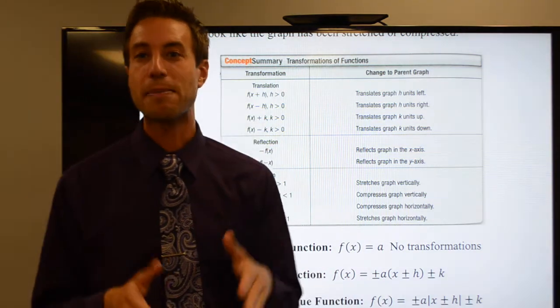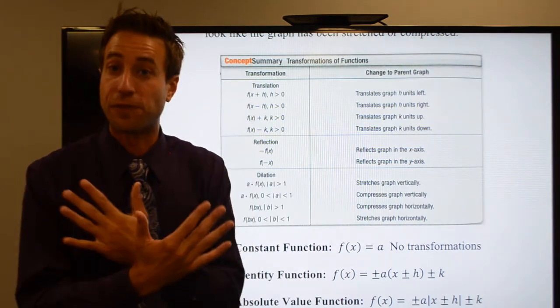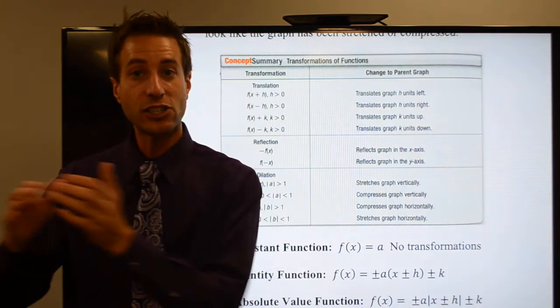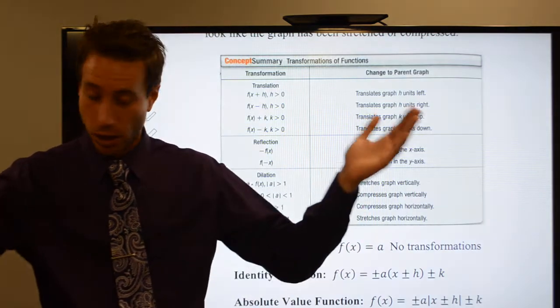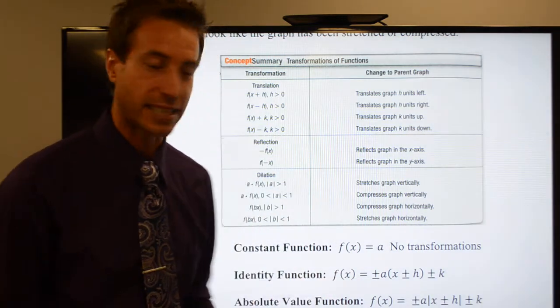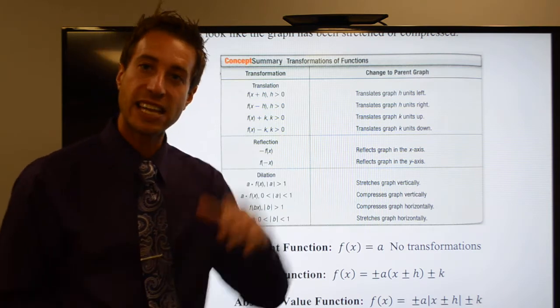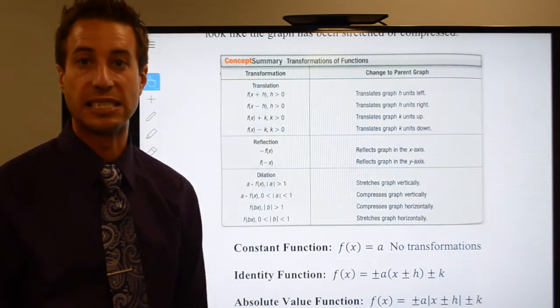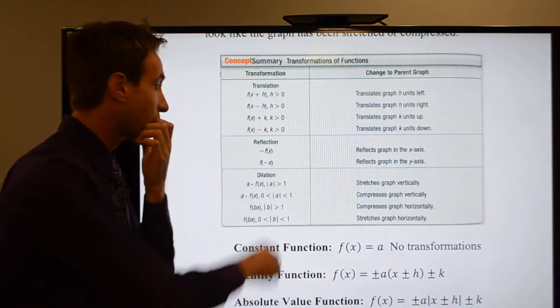The nice thing about K is this. Unlike H, which is flipped, right? If you have a positive H, you go left. If you have a negative H, you go to the right. Okay, it is what it is. K works exactly like you would expect it to. If K is positive, you go up. And if K is negative, you go down. Fantastic. Makes it easy.